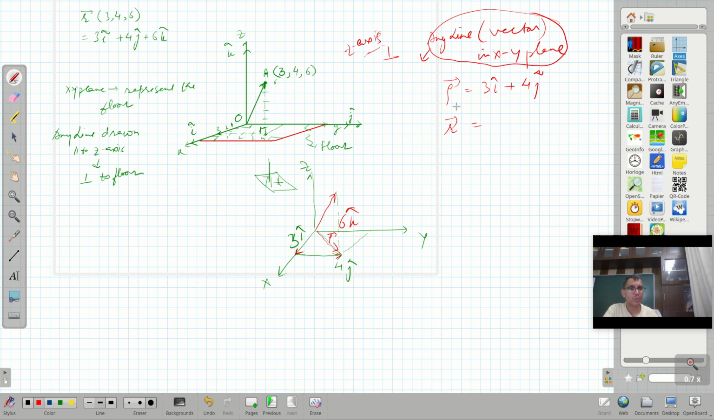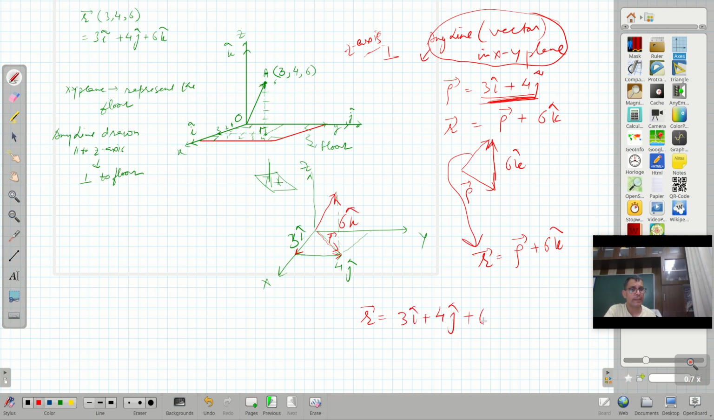So that means this rho vector plus 6k cap, because the rho vector is along this and 6k cap is along this direction. Both are taken in the same order. Then the third closing side, taken in opposite order, is basically the resultant of these two. So the r vector can be represented as the rho vector plus 6k cap. But the rho vector is basically this one. Therefore the r vector comes out to be 3i cap, 4j cap and 6k cap.